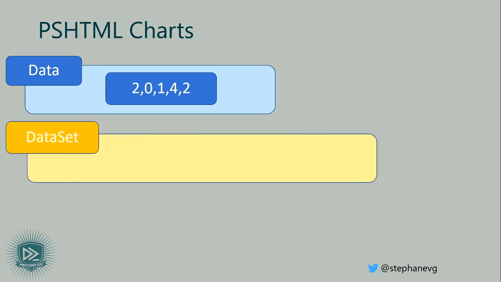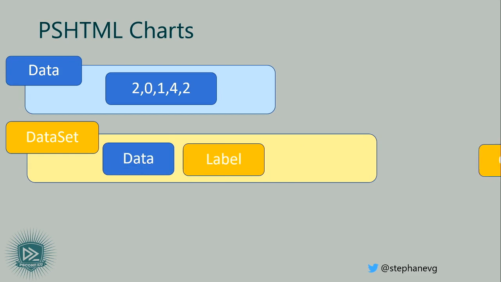Then you need to have a data set. To that data set, you need to pass in that array of data, and you can give it some options. So like a label and a color. So for example, all open tickets from week 42, and then the color, for example, the color of that line, you want it to be blue, right?